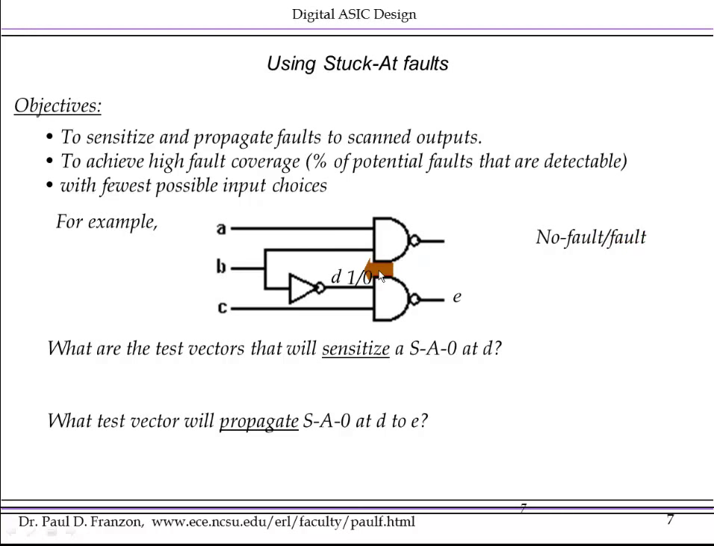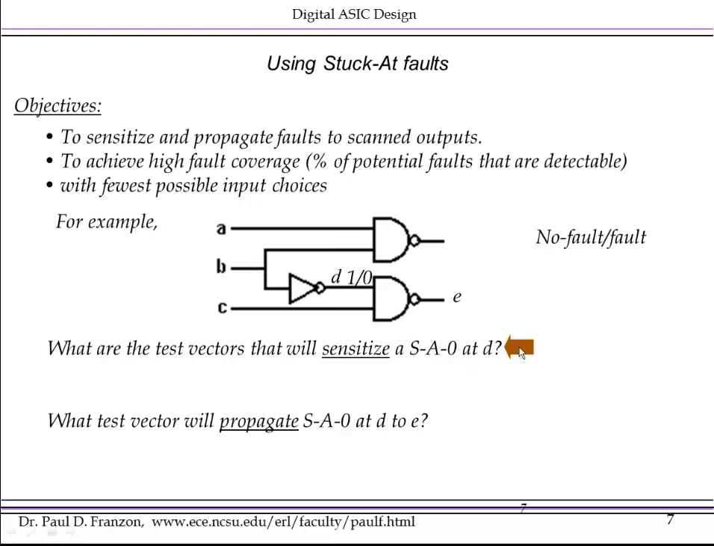So what I want to do is drive D to 1. If it behaves as it goes to 1, that means no fault is present. If it behaves as it goes to 0, then the fault is present, and I'll get a different result on E. So the first thing I have to do is determine a test vector that drives D to 1, that is, sensitizes a stuck-at 0 fault at D.